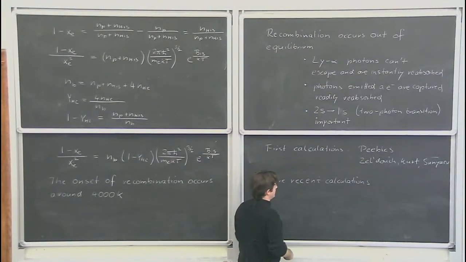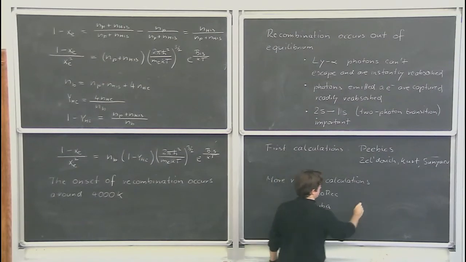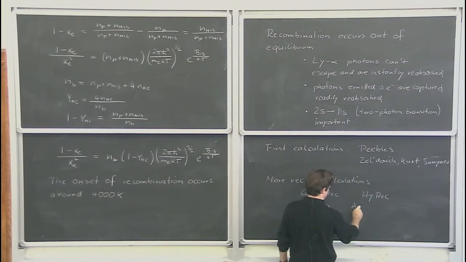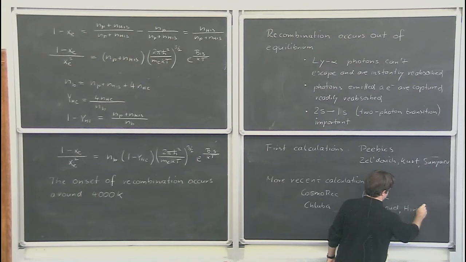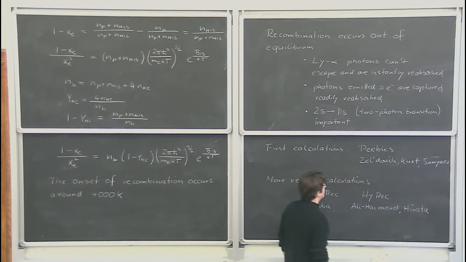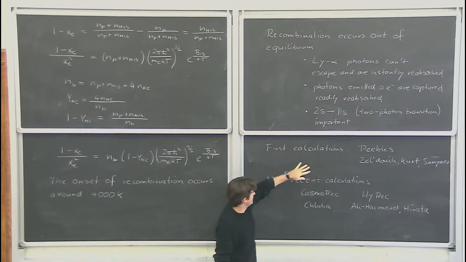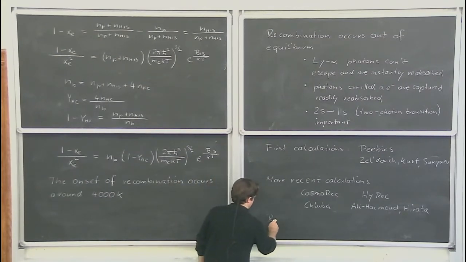And those, I mean, the relevant codes, if you're interested in them: in these calculations, there's CosmoRec by Jens Chluba, and there's HyRec by Yacine Ali-Haïmoud and Chris Hirata. And so, if you just look at a plot, you're not necessarily going to see the difference very easily. But for unbiased measurements with Planck, these are necessary.